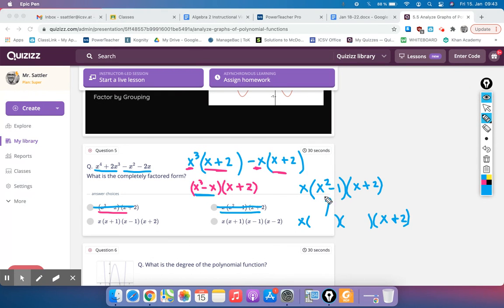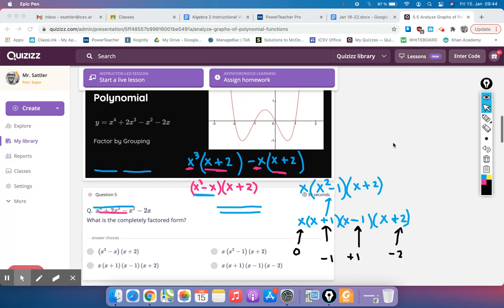So take the square root of x squared and you get x times x. Square root of 1 is 1, so we have plus or minus 1. And that's where all four x-intercepts come from. This one gives us 0. This one gives us the negative 1. This one gives us positive 1. This one gives us the negative 2. So those are the four x-intercepts.